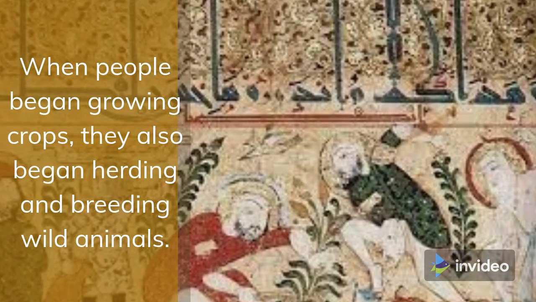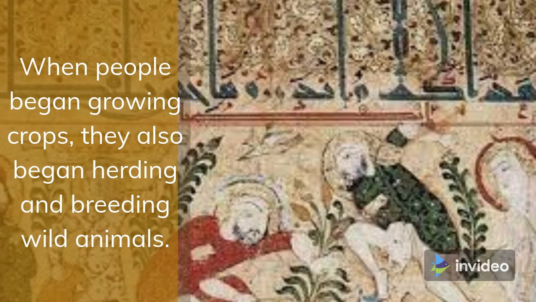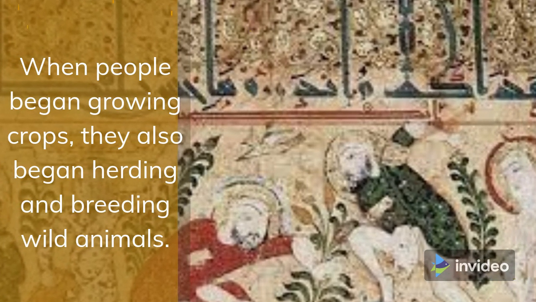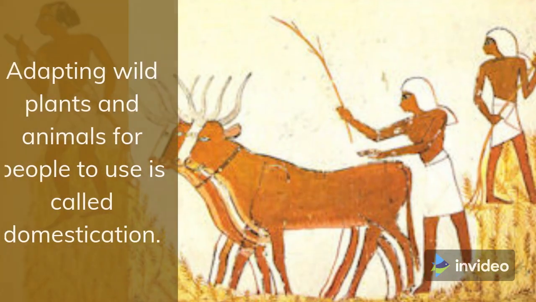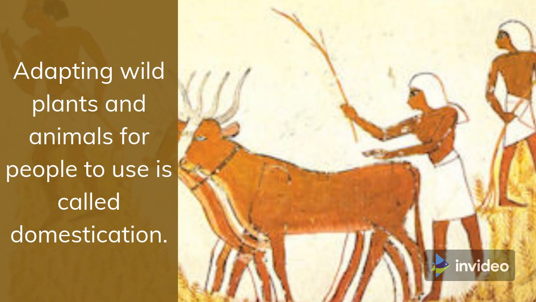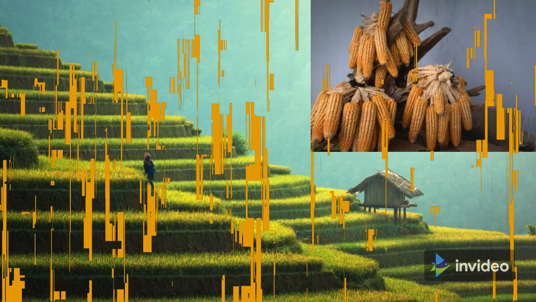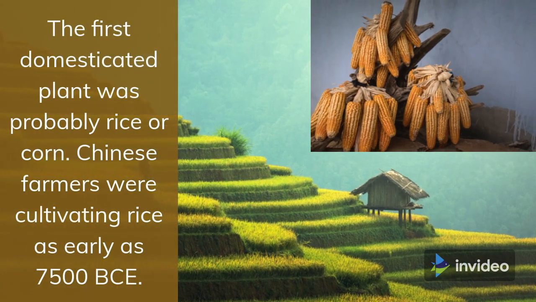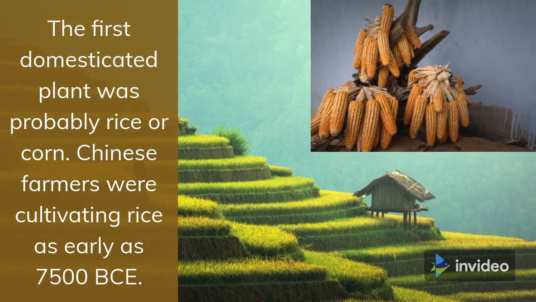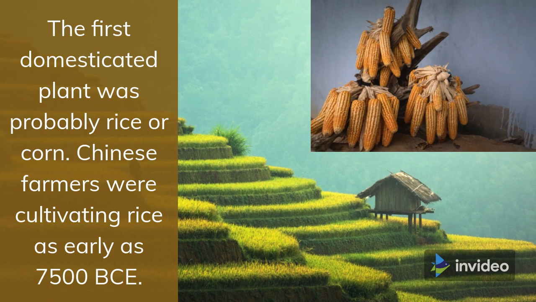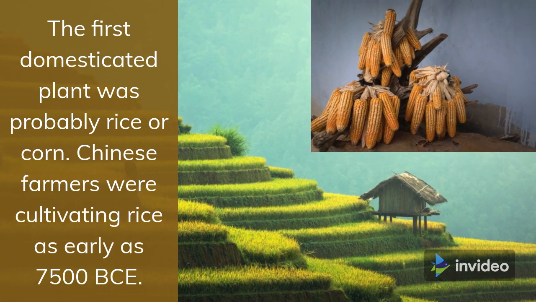When people began growing crops, they also began herding and breeding wild animals. Adapting wild plants and animals for people to use is called domestication. The first domesticated plant was probably rice or corn. Chinese farmers were cultivating rice as early as 7500 BCE.